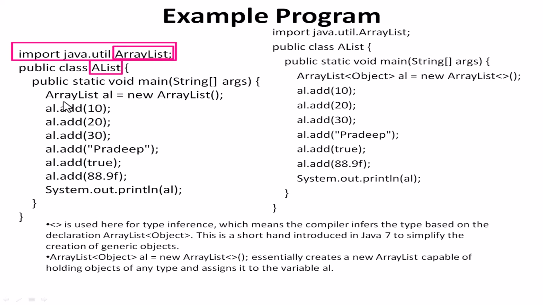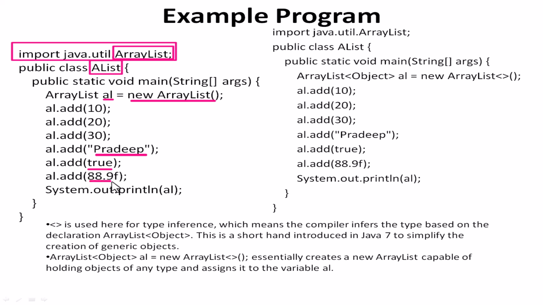Now here we have created an ArrayList object. al is the name of the ArrayList object, equal to new ArrayList. We have created the ArrayList object, which is imported from the Iterable interfaces. Now, by using the object, you add as many elements as you like. You add 10, 20, 30, and then a name, Pradeep, and you add the boolean true.